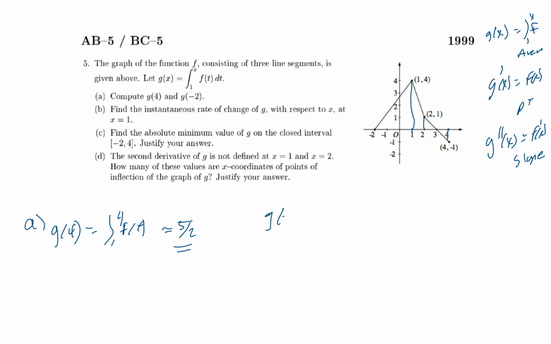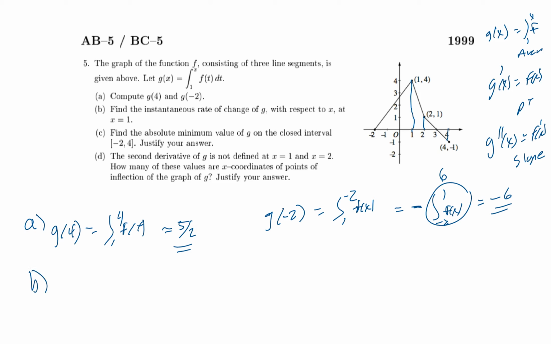Then g of negative 2. Again, you just plug it in. So it goes from 1 to negative 2 of f of x. Notice that's going the wrong direction, so you have to flip your limits: negative 2 to 1 of f of x. That's just that triangle there. That's 3 and 4, so 12, divided by 2 is 6. Make that negative, so negative 6.